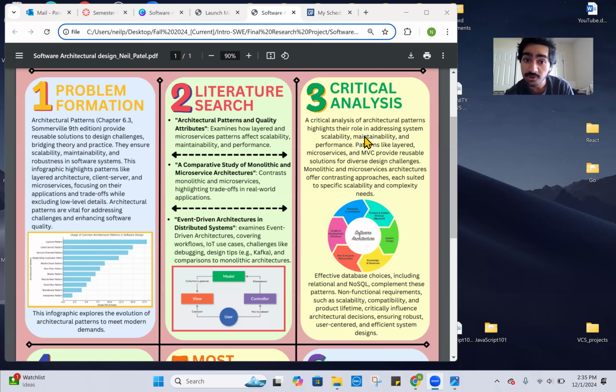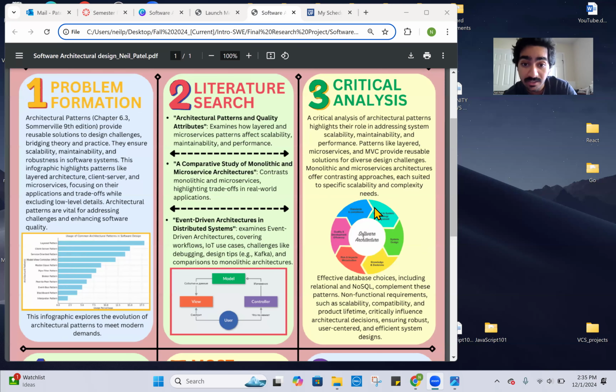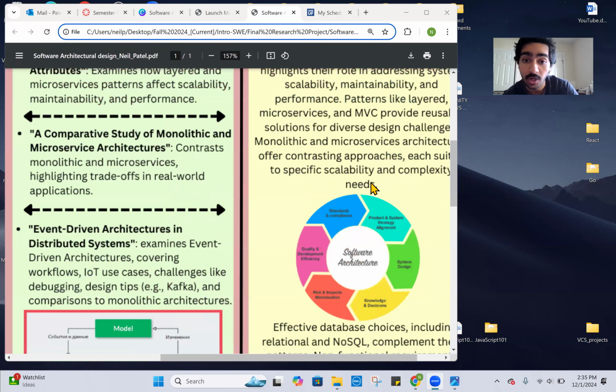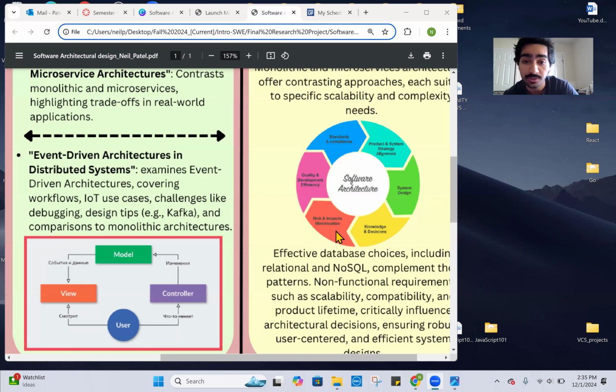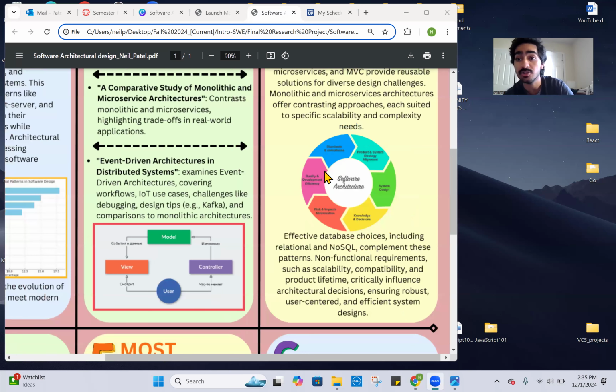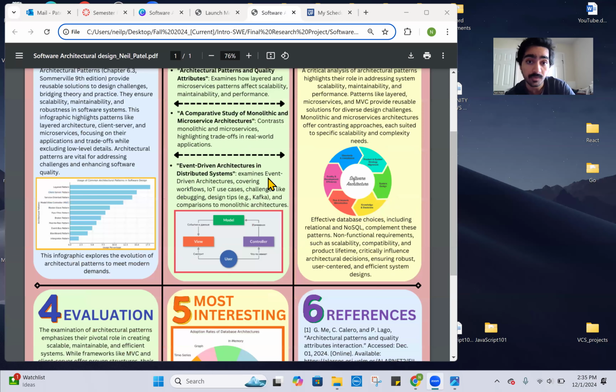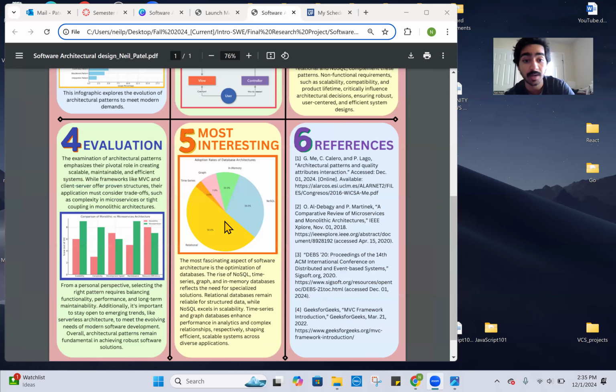So the critical analysis of the architectural patterns highlights the role in addressing system scalability, maintainability, like I said earlier, and microservices and MVC provides reusable solutions for diverse design challenges. Monolithic and microservice architectures offer contrasting approaches, each suited to specific scale and complex needs. And so here we could see a nice cycle of the architecture, some common patterns and the way that you want to go about determining which pattern you should use for the project that you are working on, right? We have a little bit of information about the databases, but I'm going to go deeper into the databases right here.